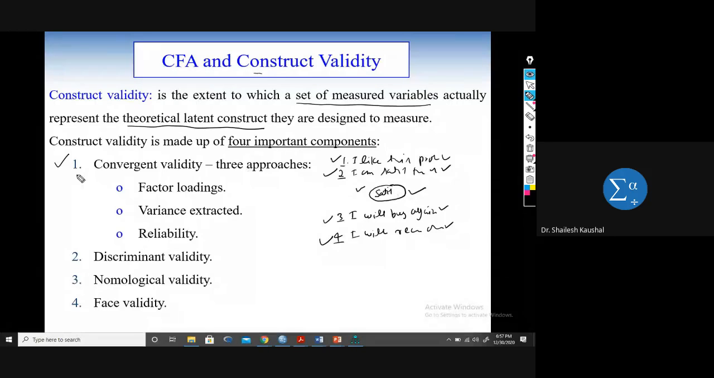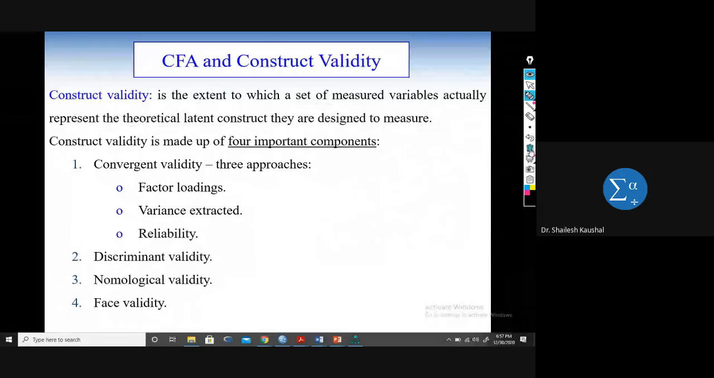One is convergent validity, discriminant validity, nomological validity, and face validity. So whatever constructs we are taking to explain a particular structural equation model, we test or estimate the construct validity.